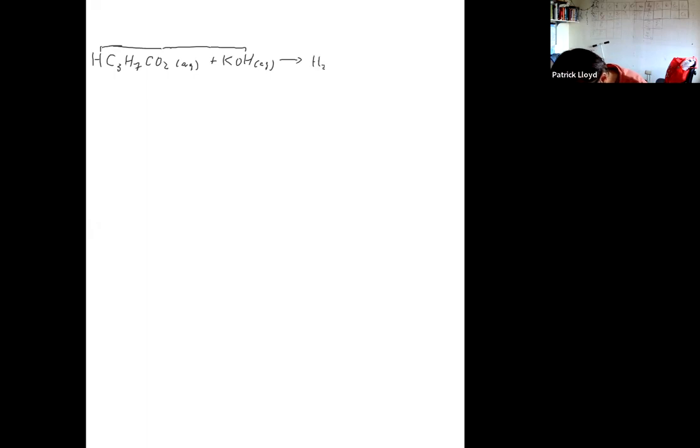Our first step in any of these titration problems is to write the equation. So butanoic acid, that's its formula. It's going to react with KOH. If you're using a hydroxide base, you can just do the double replacement. So the H plus from the acid is going to go with the OH minus from the base to give you water. And then your metal is going to connect with the non-metal to give your salt.